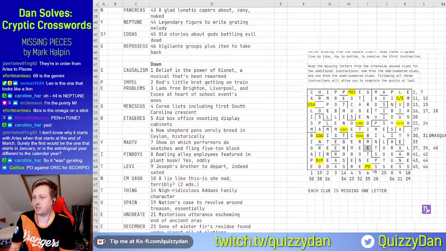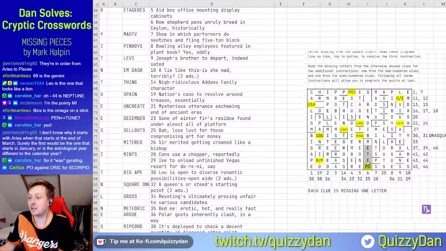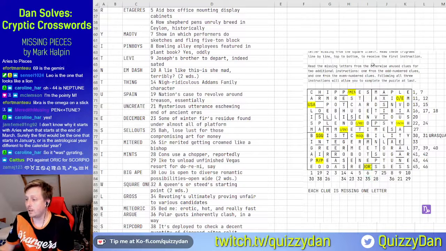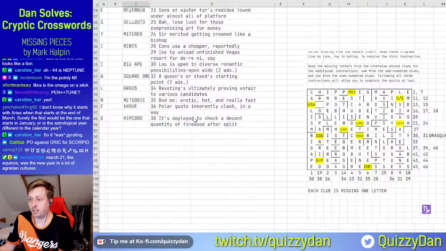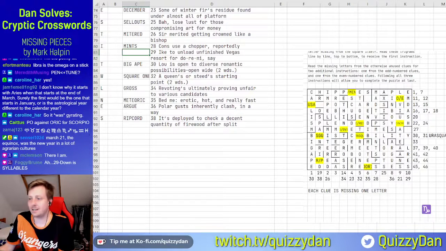No crosses in that. So that's meter, is it? So that's meteoric. We did have that. So that's Scorpio. Okay. We've got to have a cross here at some point, surely. Ike to unload unfinished Vegas resort for Do Re Mi, say. 1, 2, 3, 4, 5, 6, 7, 8, 9, 10. I'm missing one. How am I missing one? Oh, because that looks like serendipity.